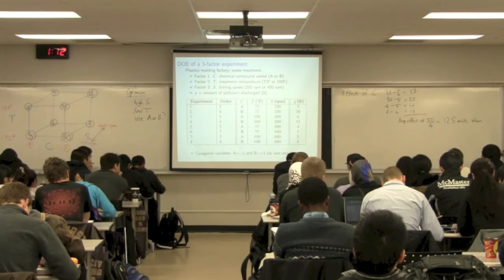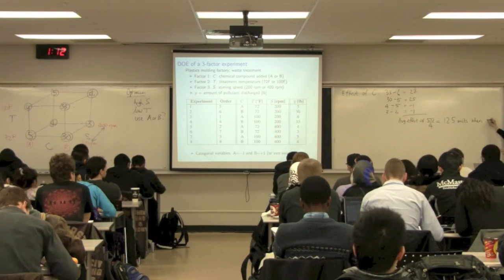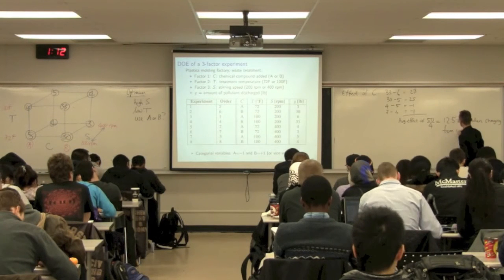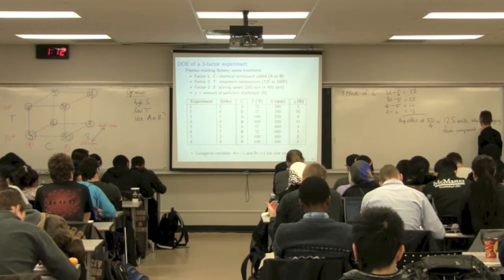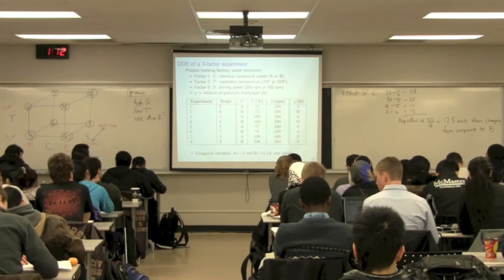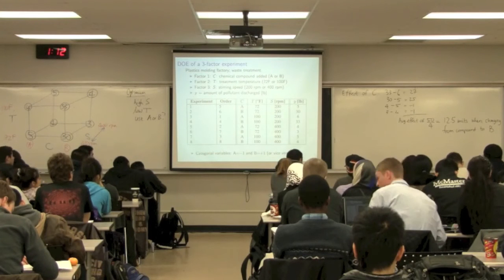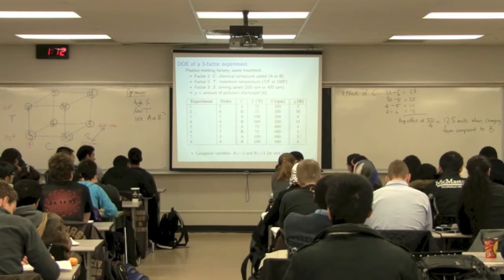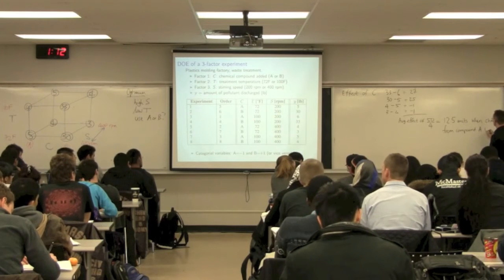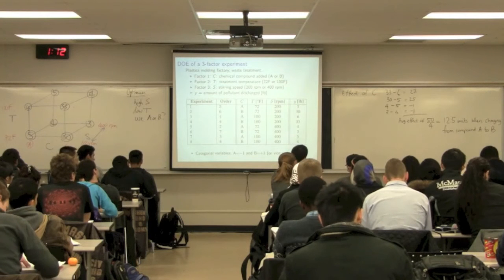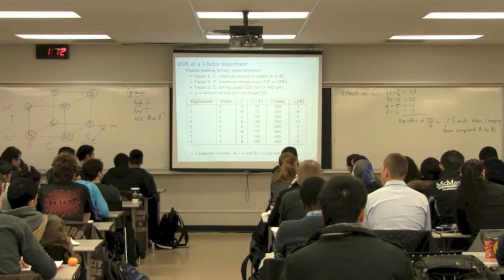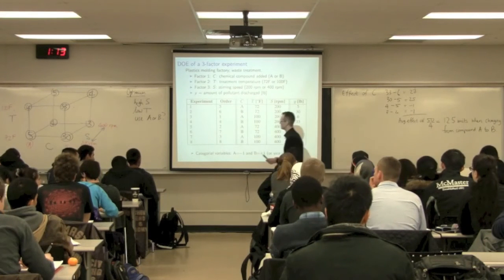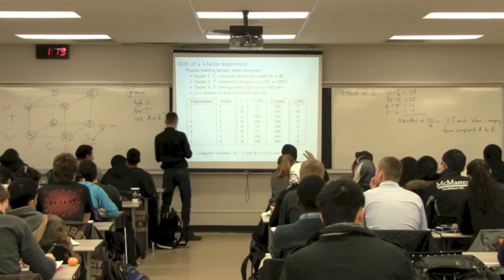Now this is important. 12.5 units when changing from compound A to B. On average, we will boost our pollutant level by 12.5 units if we change from compound A to compound B. So which compound should we be using? We definitely need to be using A, because on average the effect is a 12.5 unit increase when we go from A to B.